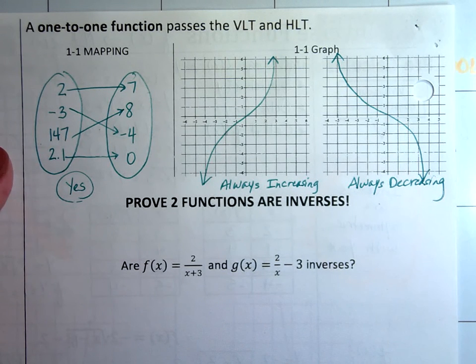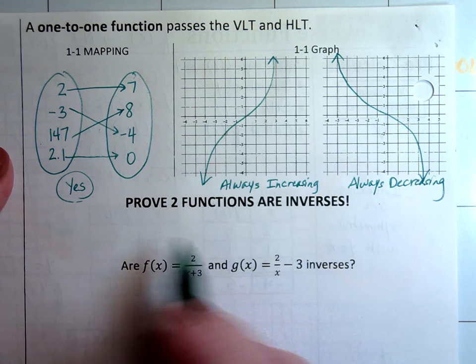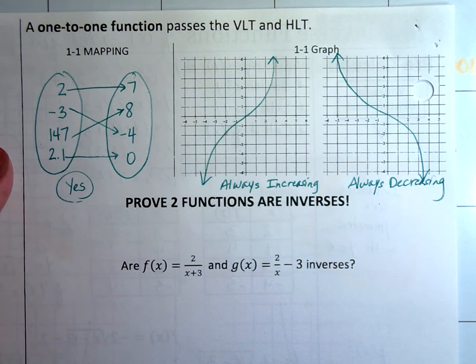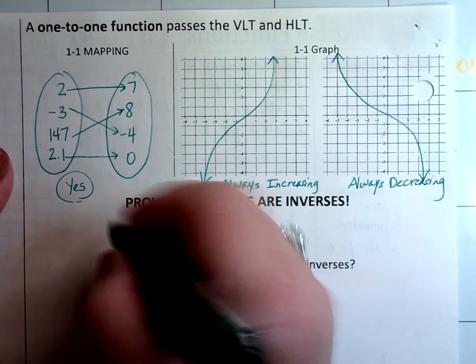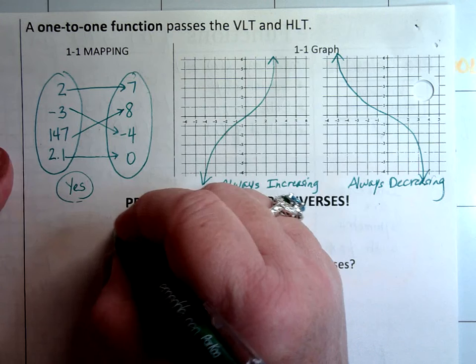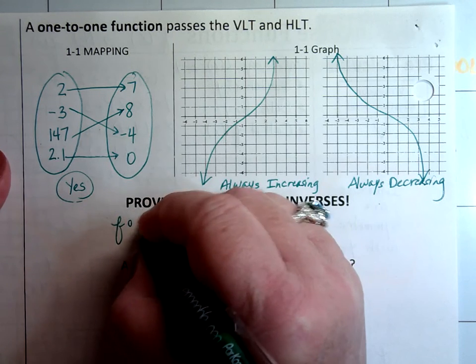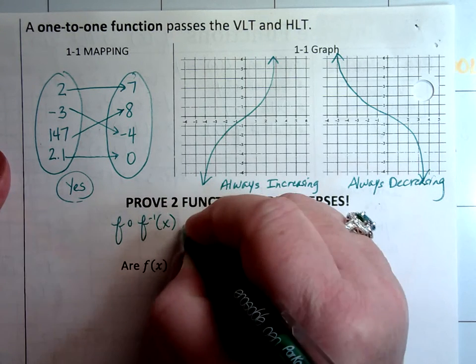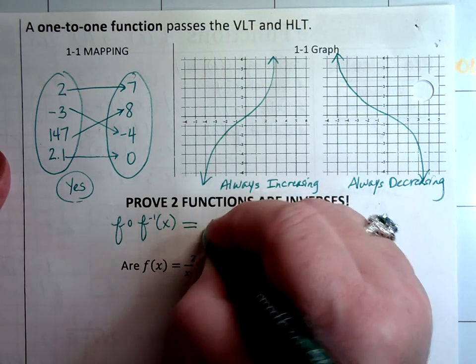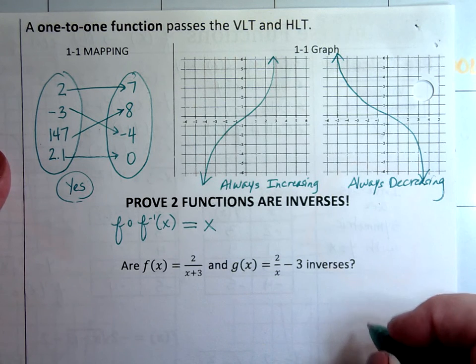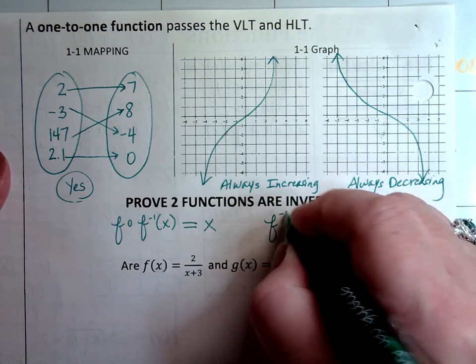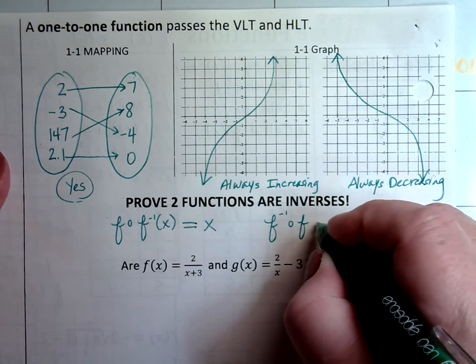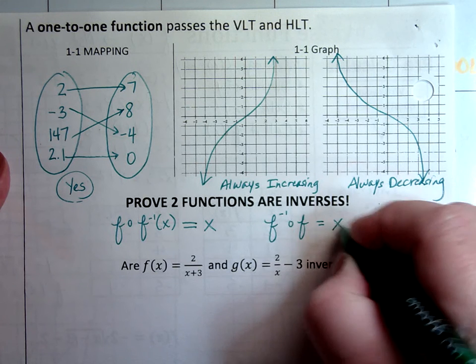One of the things that they want you to do to prove that two functions are inverses of each other is what we talked about when you're fogging and goffing. If I do f of f to the -1 of x, what's my answer always have to be? Has to be an x. And if I go the other way, f to the -1 of f, I get an answer of x.